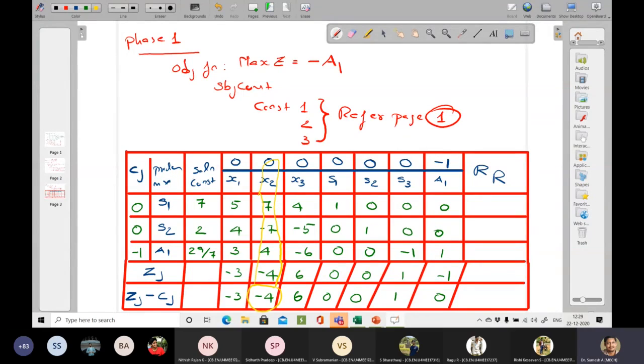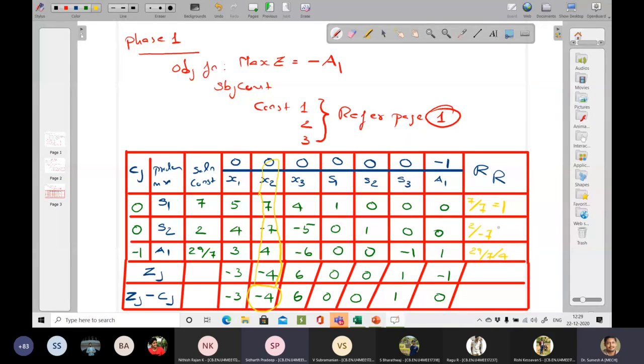So it is 7 by 7, 2 by minus 7, and 29 by 7 by 4. Which is the key row? Second one. Why? Because there is a negative symbol, sir. So what will it be? The lowest ratio.